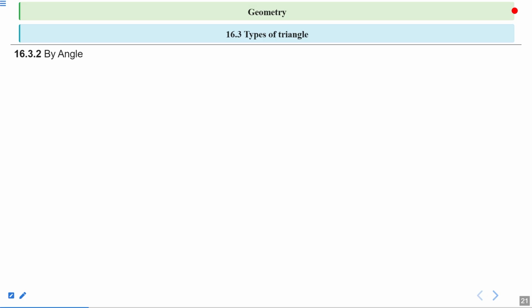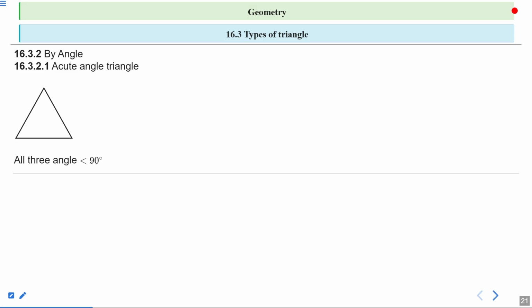And the types of triangle based on angles. By angles, the first one is the acute angle triangle. This is the diagram of an acute angle triangle, whose angles are all less than 90 degrees. All three angles are less than 90 degrees.